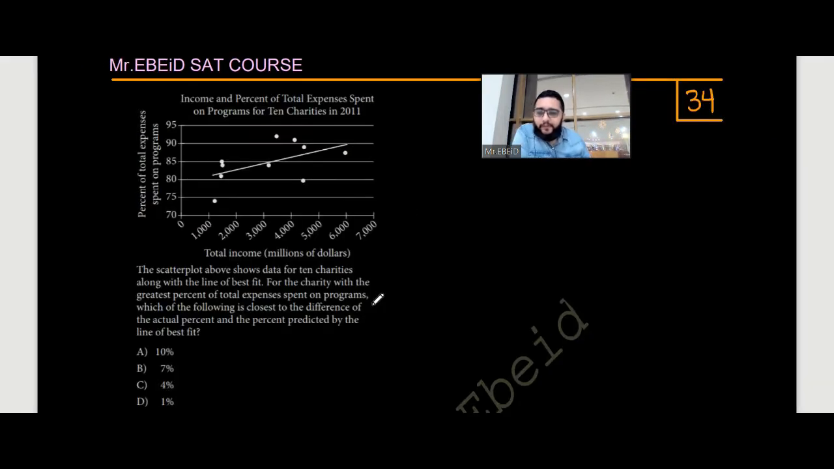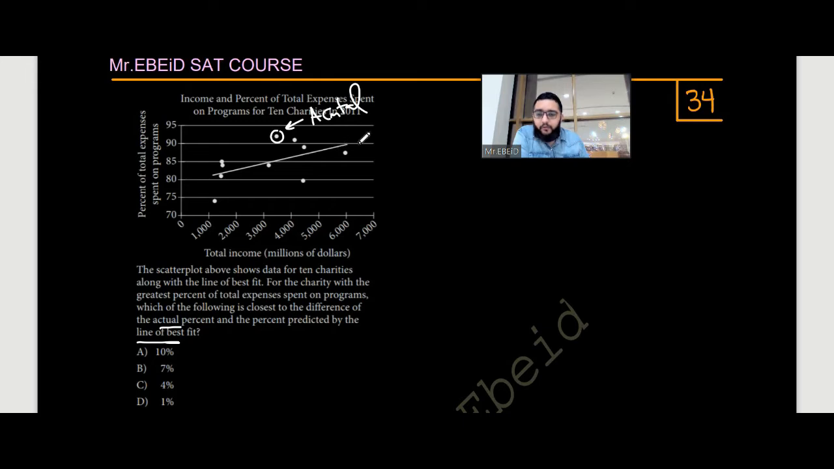Question 34. In this question, we want to find the greatest difference between the actual percent and the percent predicted by the line of best fit. So for the greatest one, I think this point is the greatest one. And by the way, this is the actual.